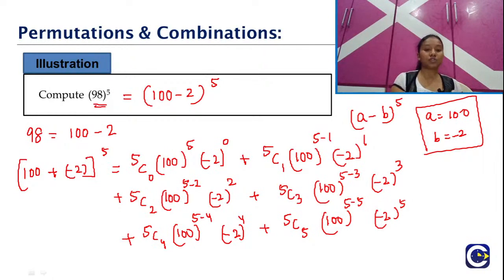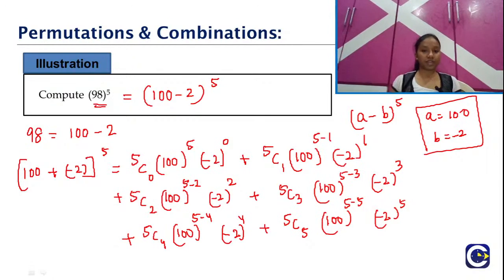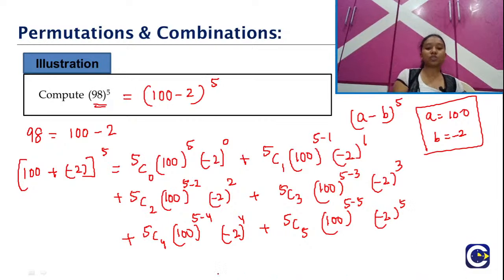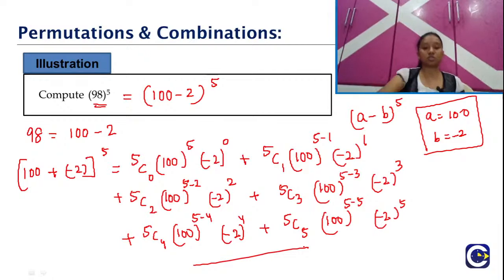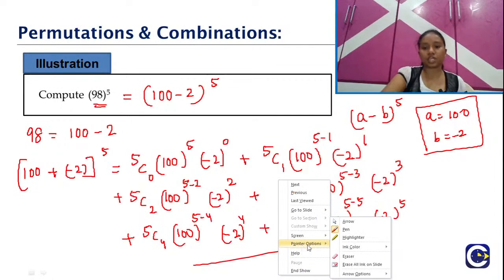So now we have to simplify this in order to get the final value of 98 whole power 5. So I hope you guys can do the calculation. It's a bit lengthy, but I hope you got an idea of the concept of this expansion of our binomial terms. If you have any doubts, please let me know, guys. So let's do the simplification also.